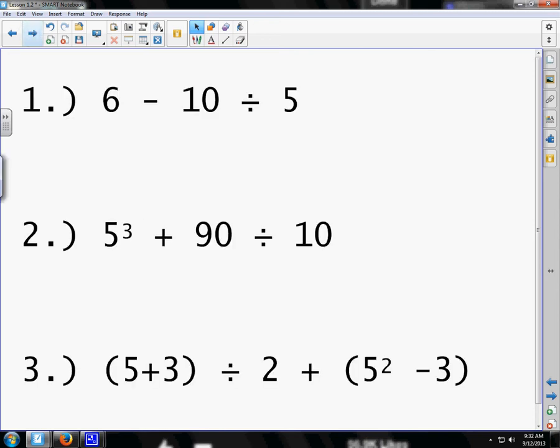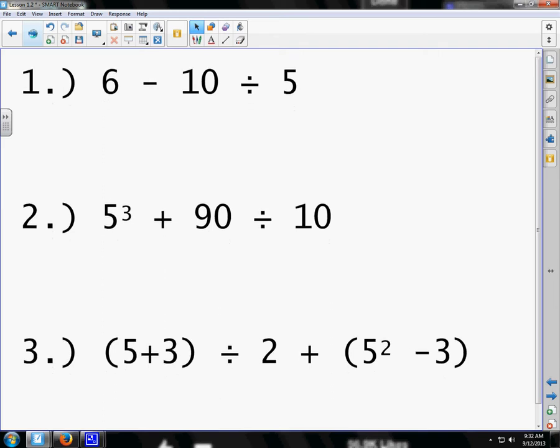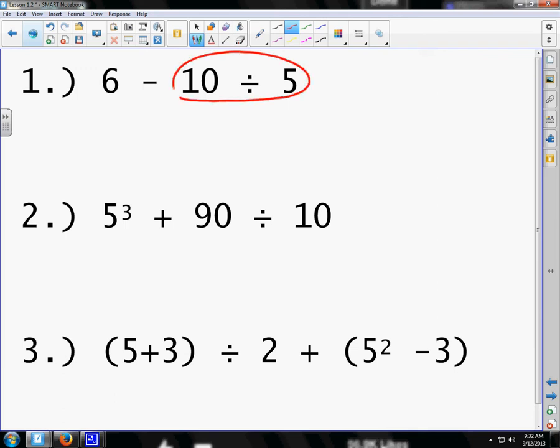All right, try these 3 problems and then we will go over them. So push pause. Okay, so 6 minus 10 divided by 5. Well, I have to see that this comes first. 10 divided by 5 is 2. And then I do 6 minus 2 and get 4 as my answer.